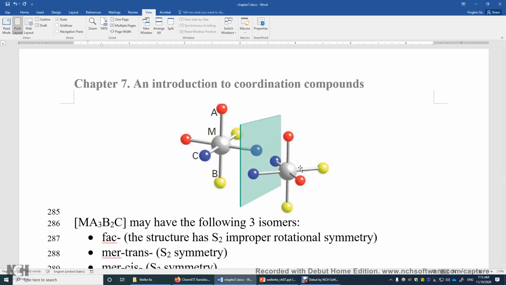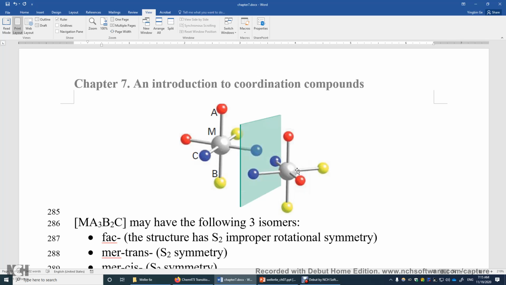There's no symmetry plane here. And then there's no center of symmetry. That means there's no S2. There's no S1, there's no S2, and then there's no S3. I mean, we can't even find a C3 rotational axis followed by a reflection. It's just that you can't find it.